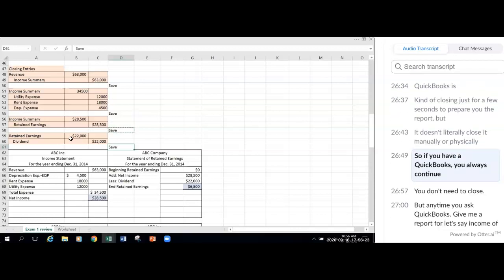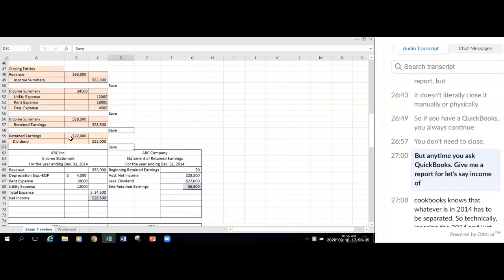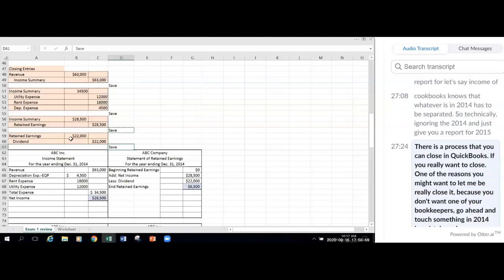So if you have QuickBooks, you always continue. You don't need to close. But anytime you ask QuickBooks, give me a report for, let's say, income of 2015, QuickBooks knows that whatever is in 2014 has to be separated. So technically it ignores 2014 and just gives you a report for 2015. There is a process that you can close in QuickBooks if you really want to. One of the reasons you might want to literally close it is because you don't want one of your bookkeepers to go ahead and touch something in 2014 by mistake or on purpose.